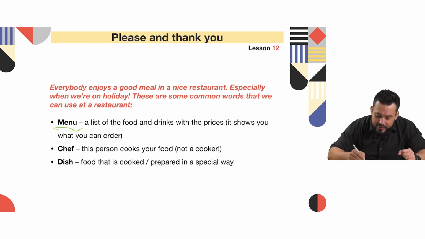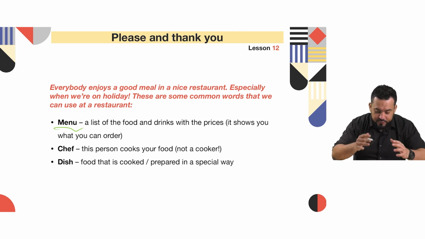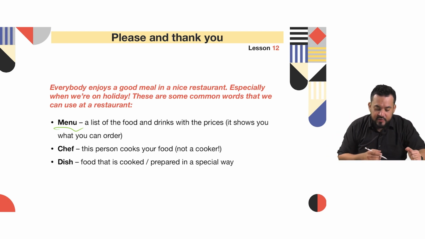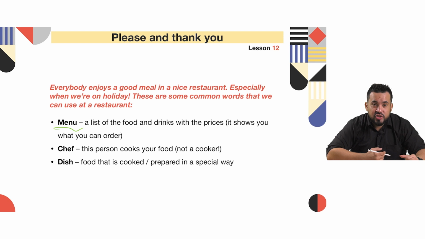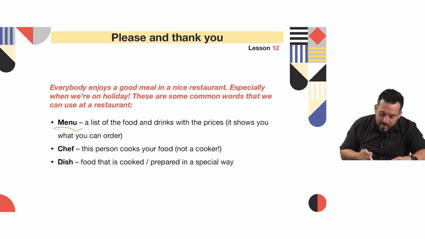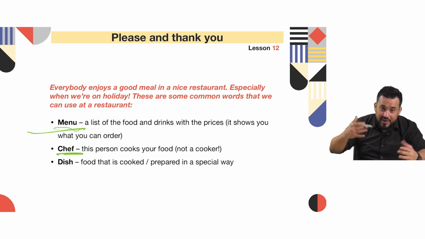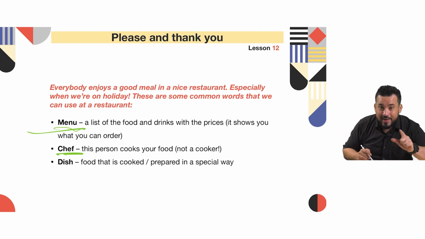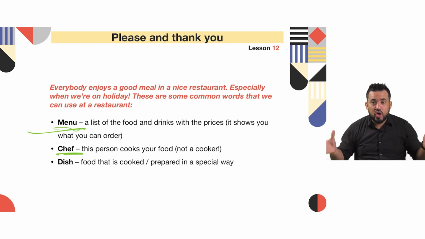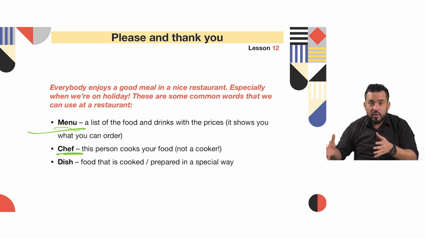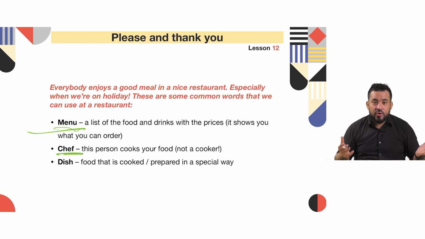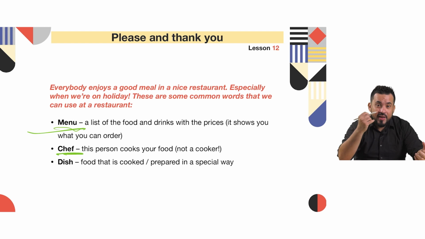A menu is the list of the food and drinks with their prices that you can order in a restaurant or a cafe. It's called a menu. A chef is a person who cooks the food, or he makes the food, not a cooker. Again, remember we took in the past lesson, we said a cooker is what you use to cook on, like a cooking hub with burners. That's a cooker. But a person who cooks is a chef.